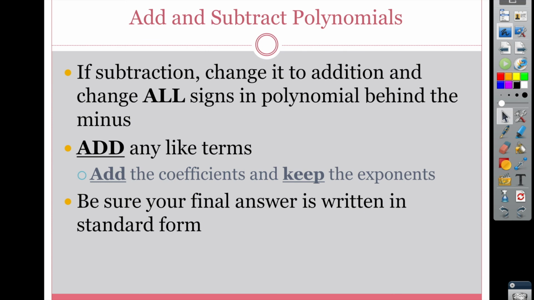Adding and subtracting polynomials. If subtracting, change it to addition and change all signs in the polynomial behind the minus. So we will distribute the negative sign. Add like terms. Add the coefficients and keep the exponents. Be sure your final answer is written in standard form. Okay, so make sure when you are adding, you add like terms, which then you add the coefficients and keep the exponents.